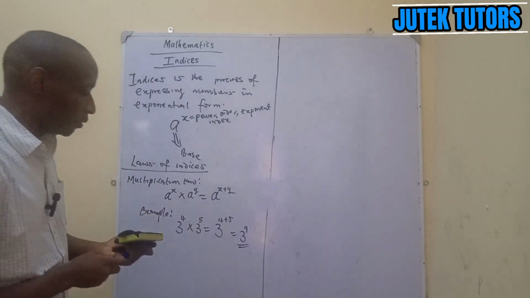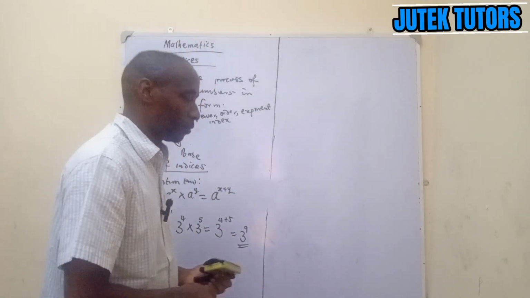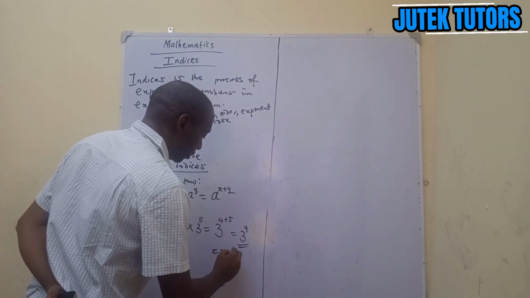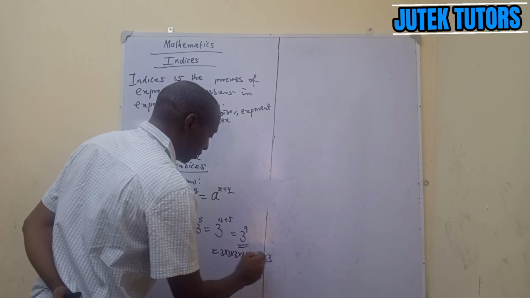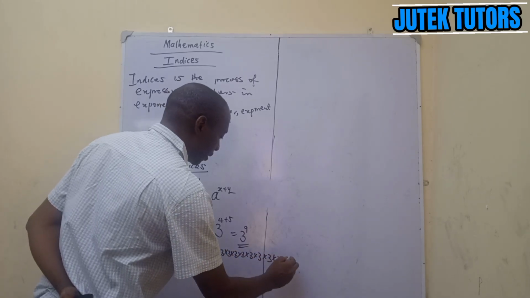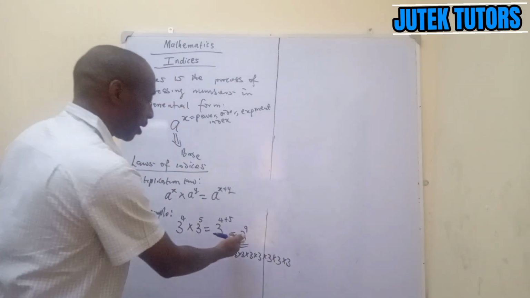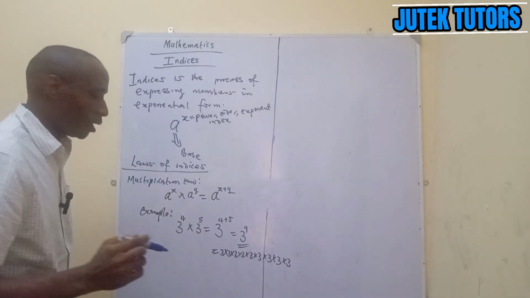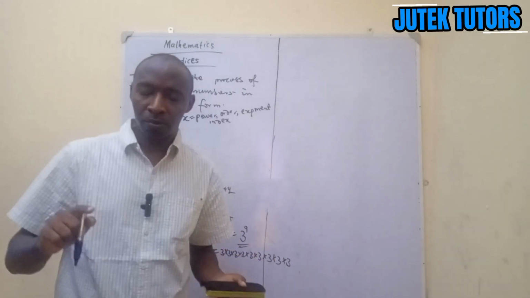3 raised to power 9 means 3 multiplied by 3 in 9 places. For example, 3 raised to power 9 means 3 times 3 times 3 times 3 times 3 times 3 times 3 times 3 times 3. We have 1, 2, 3, 4, 5, 6, 7, 8 and 9. This is 3 in 9 places. That's what is meant by 3 raised to power 9. Are we together?